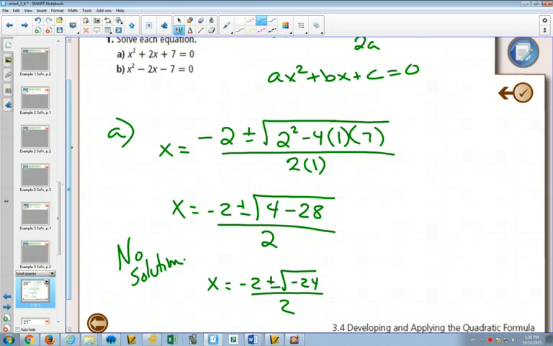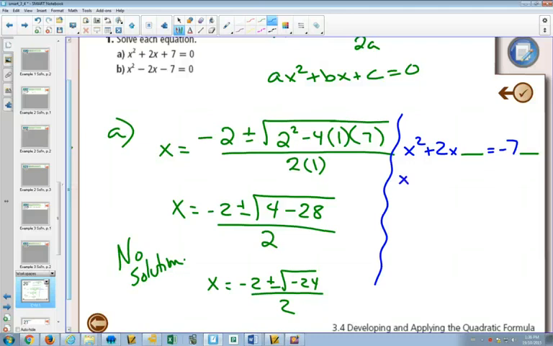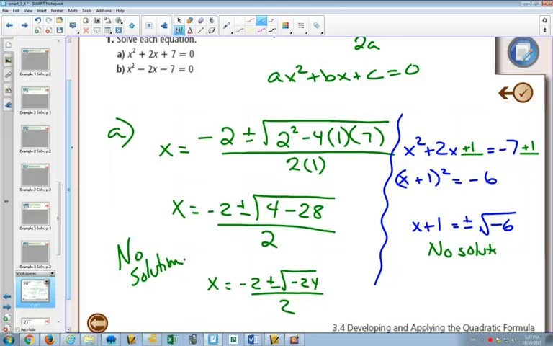You would have seen the same thing had you decided, I didn't want to use the quadratic formula, I want to solve by completing the square. Solving by completing the square means you would have moved the 7 over to the other side and done your spaces, right? In that space, you would add 1, and then you would have x plus 1 squared equals negative 6. What do I have to do as my next step? Square root both sides. But as soon as I square root both sides, I'm going to get no solution at this point. So you would have gotten no solution whether you were completing the square or whether you used the formula.